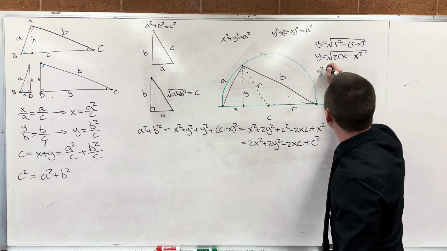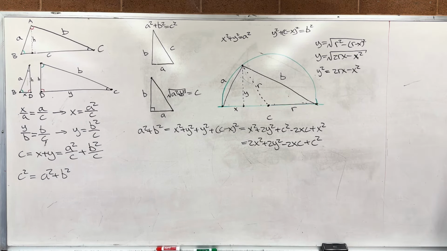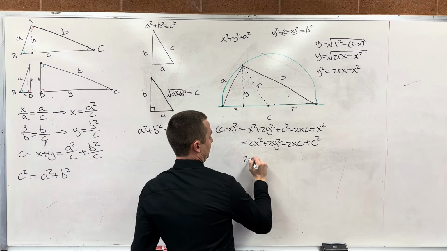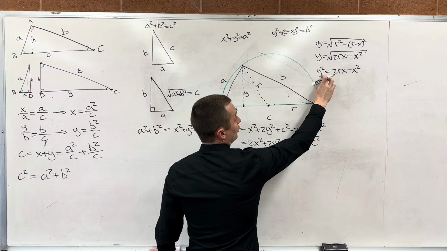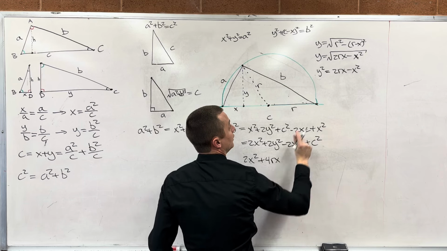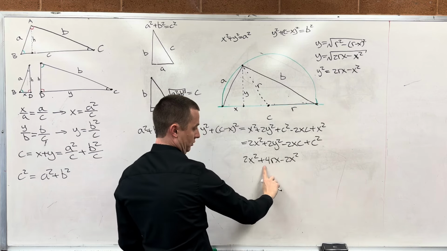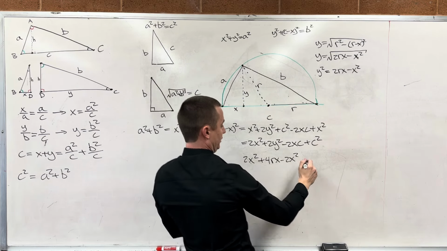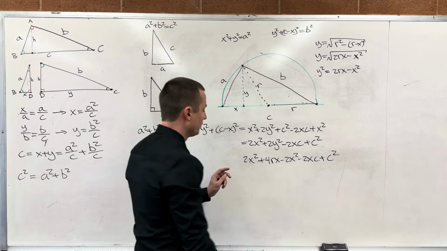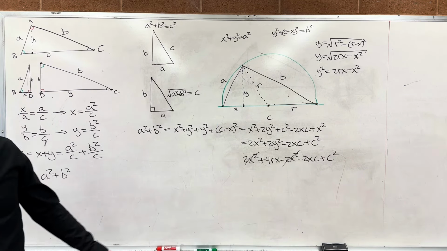What does y squared equal then? Y squared is equal to 2rx minus x squared, right? Yeah. So there's our y squared. So we have 2x squared plus 2y squared. So that's going to be 4rx minus 2x squared. Remember, we're multiplying it by 2. That times 2 and that times 2. So 2x squared plus 2y squared minus 2xc plus c squared. All right, so this cancels with this. Sweet. You see that? So we have 4rx minus 2xc.